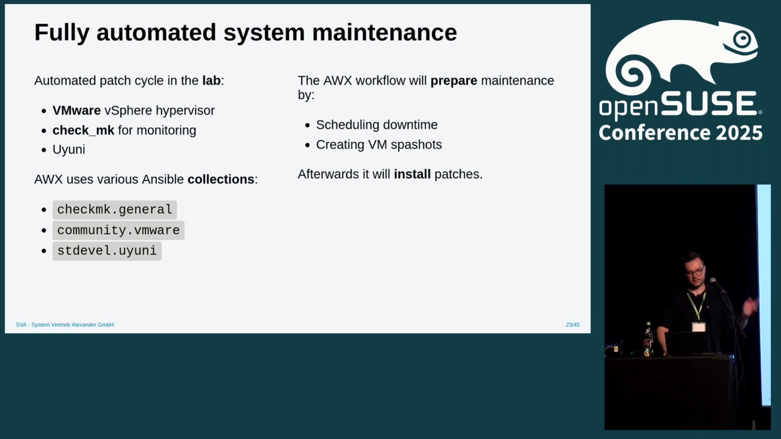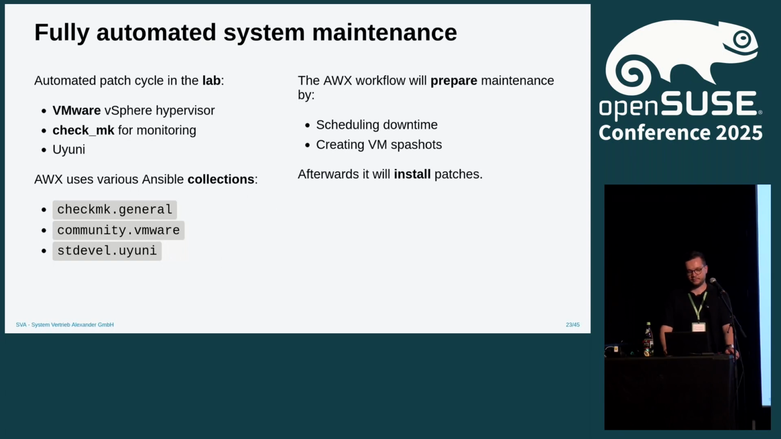So this is an example from the lab. It's a VMware vSphere hypervisor for virtualization, CheckMK for monitoring, and of course Uyuni for doing the patch management. And this is an AWX workflow, but you can also do the same with Semaphore or AAP. They are Ansible collections that do all the magic for you, and this workflow will simply prepare maintenance by scheduling a downtime in the monitoring, creating a VM snapshot, and after that installing all the patches that are related to the systems.